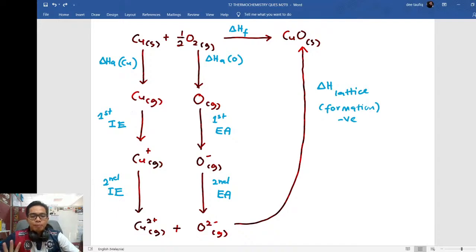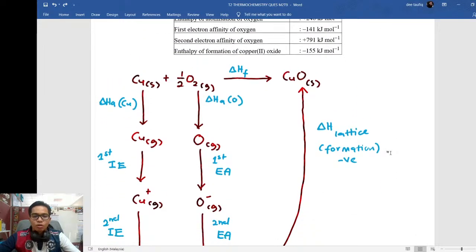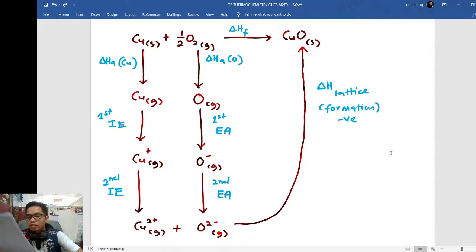Okay. So kita dah dapat kita punya cycle. Sekarang kita nak masukkan dia punya nilai, all the values given. Okay. So if you are referring to the values given above kat sini, or you can refer to your tutorial booklet. So saya akan start dengan, okay, the first dia bagi adalah atomization of Cu. Atomization yang ini, so dia akan jadi, this one is positive 339 kJ per mole. And then first IE of Cu, positive 745.